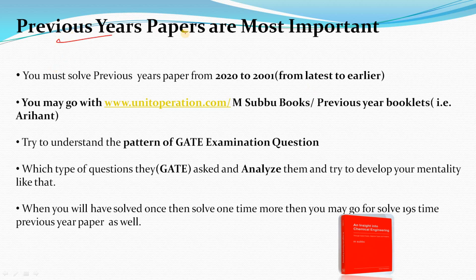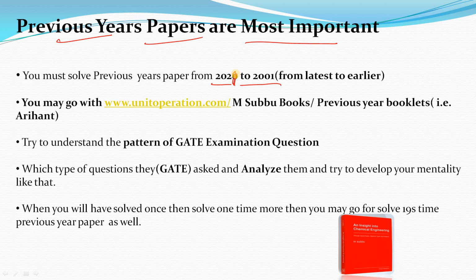Now, previous year papers. Why am I emphasizing previous year papers and revising? Because that's my personal experience, man. It is most important. What you should do first is solve the previous year papers from 2021 back to 2001, that is from 2021 to 2020, then 2019, 2018. In this order you have to go to 2001, because you will see the latest pattern that GATE is following. That's why I am saying you should follow the previous year papers from 2021 to 2001 and solve them.